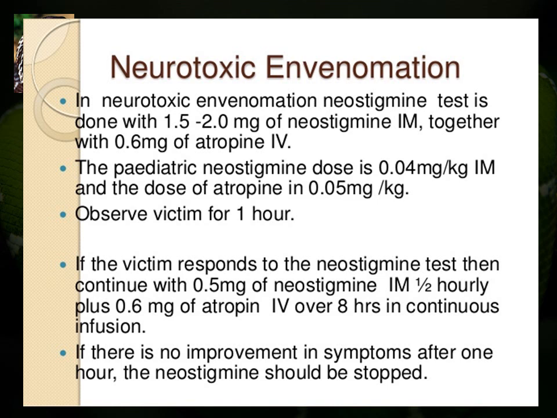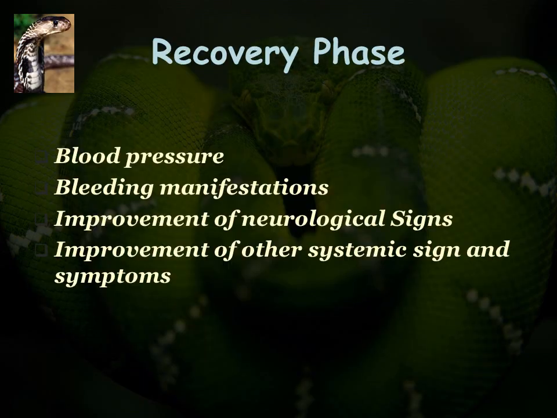Now if the victim responds to the neostigmine test, then we continue the neostigmine with 0.05 milligram IM half hourly along with 0.6 milligram of atropine IV over 8 hours in a continuous infusion. But if there is no improvement of the symptoms within 1 hour, the neostigmine should be stopped. So this is how we administer neostigmine in a neurotoxic snake bite.